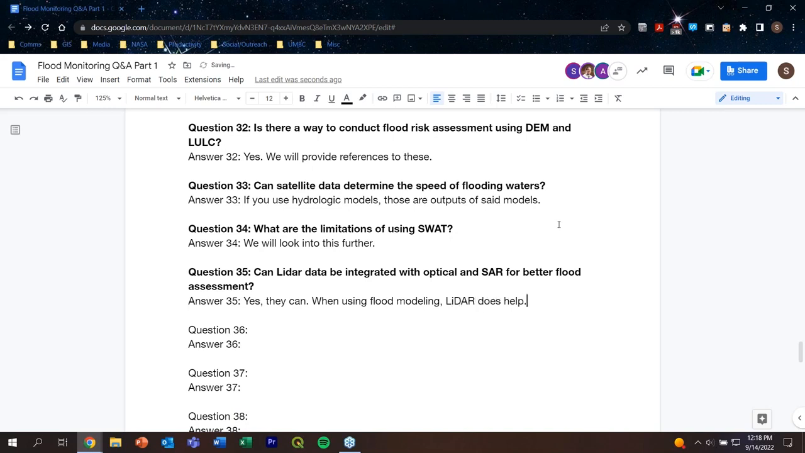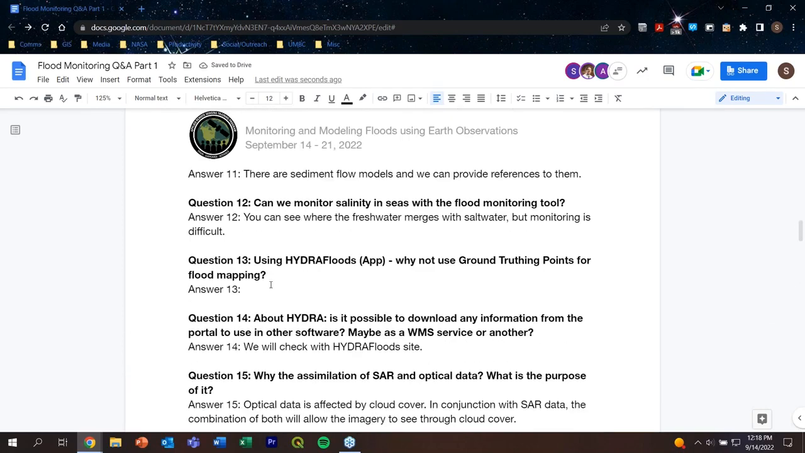Question 13 is, using HydroFloods, why not use ground truthing points for flood mapping? Caroline, do you have? Yeah, I can jump in here. So ground truthing points could be used for HydroFloods if you're looking to validate flooded versus non-flooded areas. So you definitely can do some sort of validation with ground truthing points, if you have that in situ data to be able to do that.